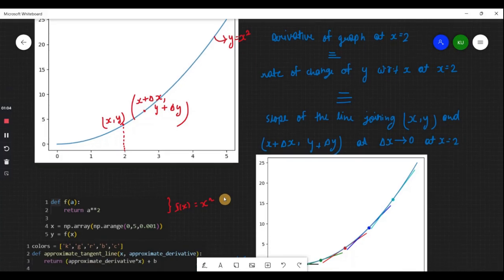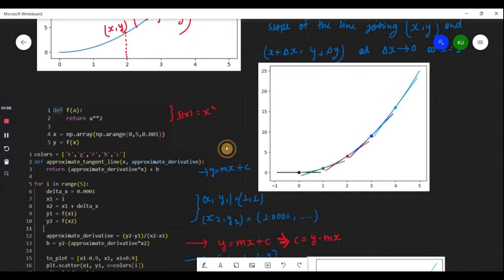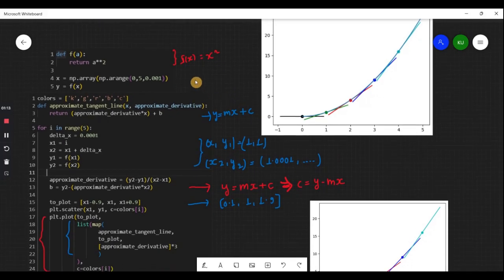Now let's come to the coding part of how to plot a tangent line on the graph of the function y equal to x square. Here I have defined a function f which takes an input a and returns its square. Then I have defined an array x, which is a numpy array ranging from 0 to 5 with each step of 0.001. Then I have passed this numpy array to function f, which means y is now of similar shape as x, containing its squared elements.